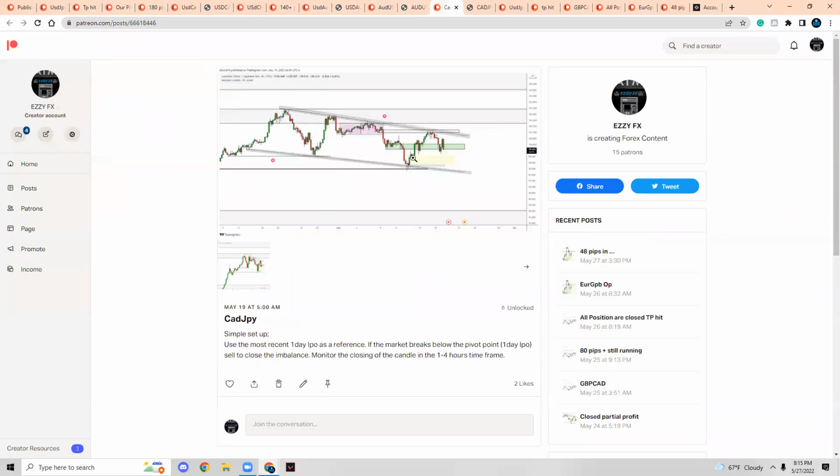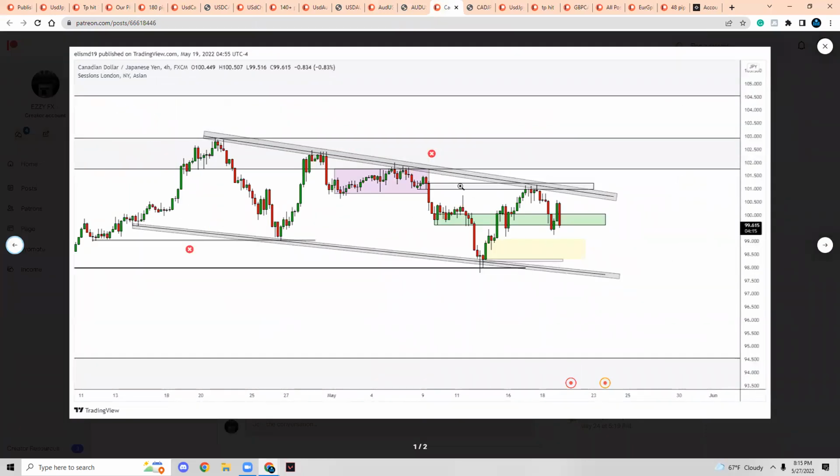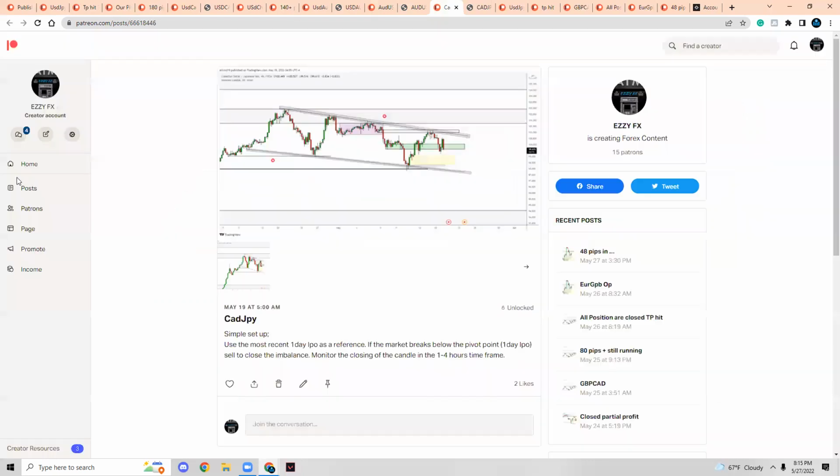Okay. So next up, we have CAD JPY. CAD JPY is a pretty simple setup. This is from a daily time frame. Basically, if the market breaks below, use the same zone to close the imbalance. Okay, use the most recent 1-day IPO as reference.